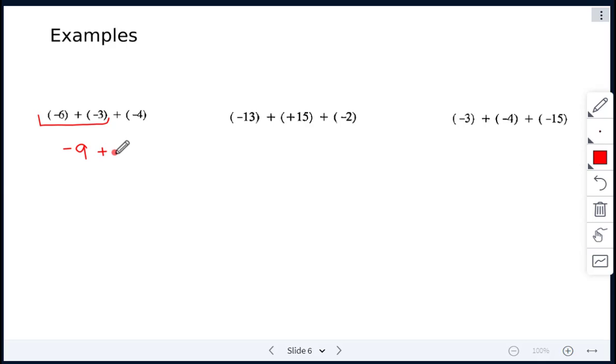Then I still have plus negative 4. All right, so it's negative 9 plus negative 4. Again, my signs are the same, so I have to add and keep the sign the same. So I do end up with negative 13.